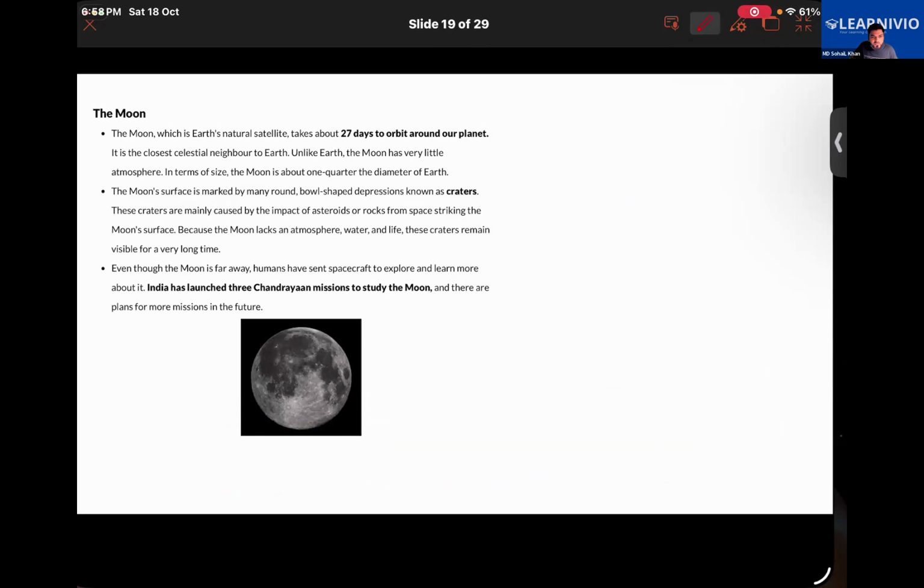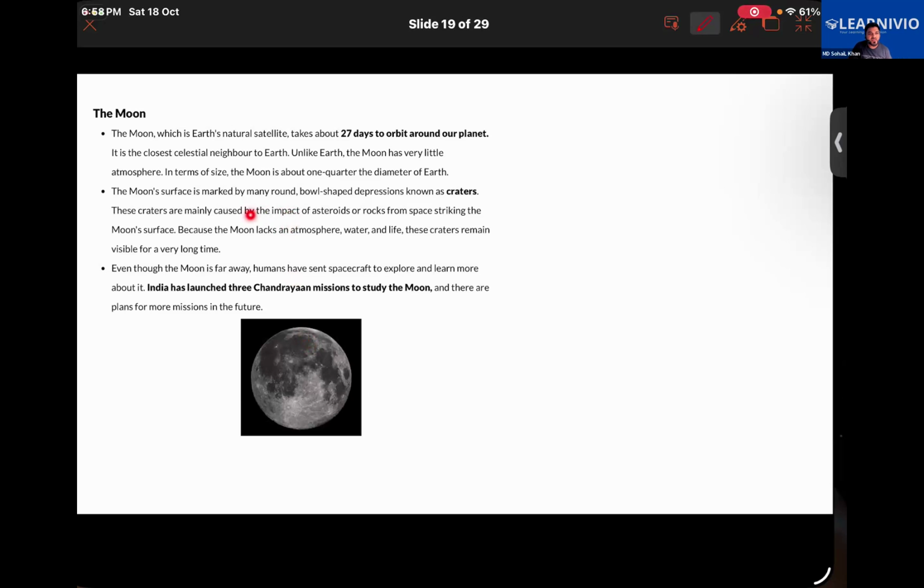Let's talk about the moon of the Earth now. The moon, which is Earth's natural satellite, takes about 27 days to orbit around our planet, between 27 to 28 days. It's the closest celestial neighbor to our Earth. What is the closest celestial body to planet Earth? It's obviously the moon. There isn't any other celestial object much closer to Earth than the moon.